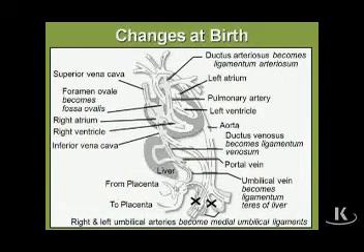Of course, the umbilical vein closes down, and the adult remnant of what was called the umbilical vein is what we now call the ligamentum teres, or the round ligament of the liver. We'll talk more about that when we get to the abdomen.